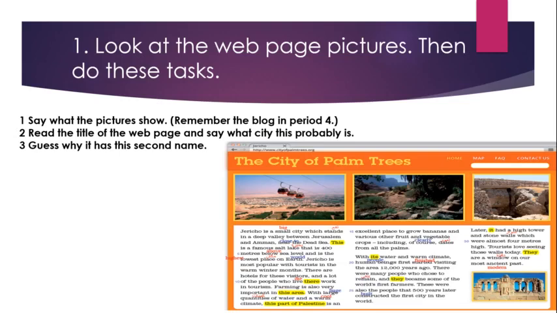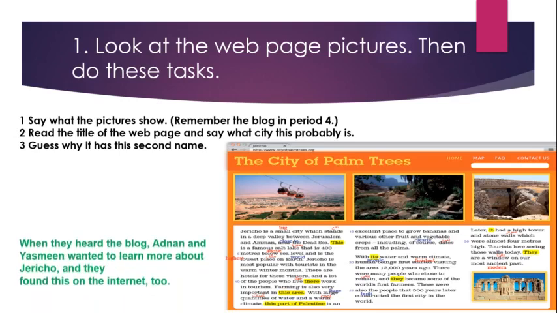Okay. The title, read the title. The title is the city of palm tree. Of course it is probably Jericho. Of course we knew that the city of palm tree is the city of Jericho. Guess why it has the second name. Why did we call it the city of palm trees? Surely because there are a lot of palm trees there in Jericho. This is why we call it the city of palm trees.